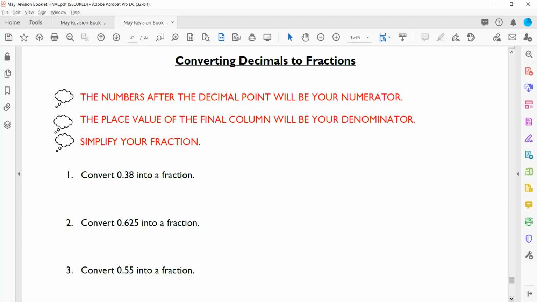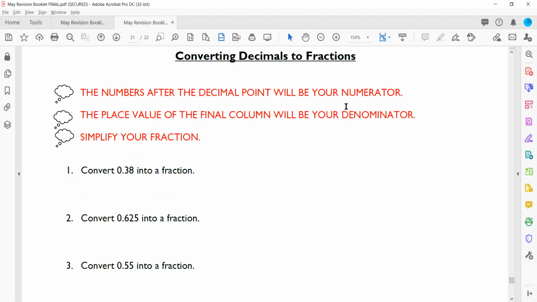Now, to convert a decimal into a fraction, the easiest thing to do is to take them into a decimal fraction. Now, by decimal fraction, I'm talking about the place value after the decimal point. So in our number system, each column this side of the decimal point is 10 times bigger, and each column this side of the decimal point is 10 times smaller. So we have tenths, hundredths, and thousandths, and it carries on from there.